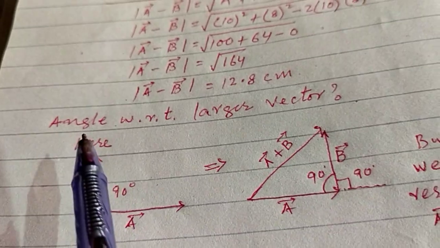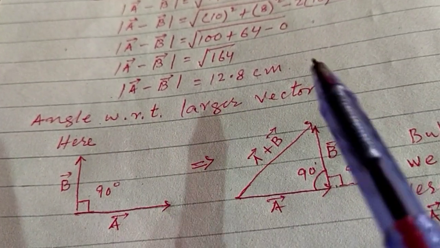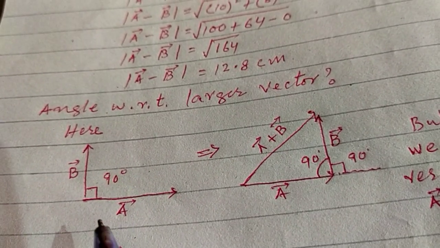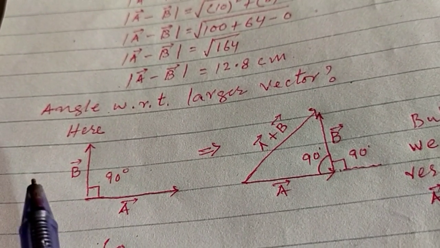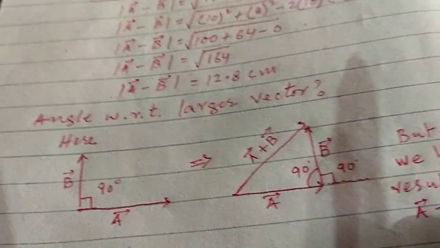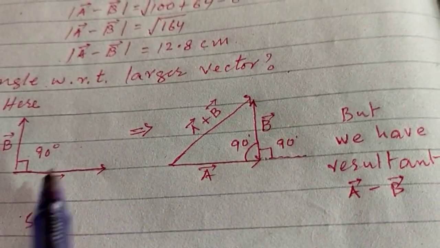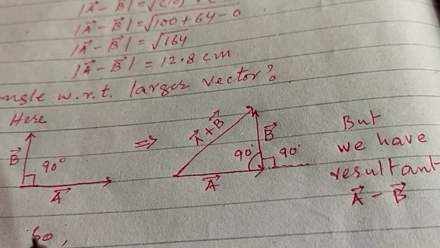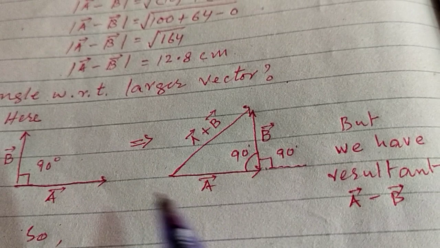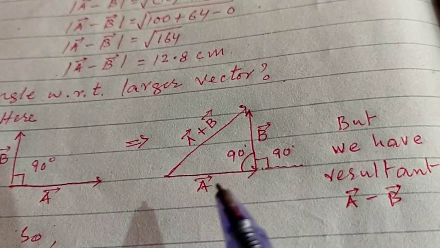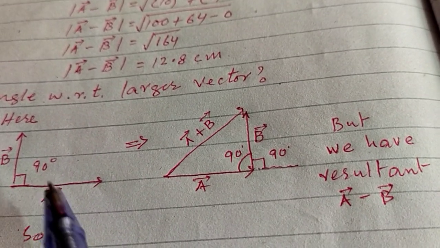If you want to calculate angle with respect to larger vector, it is also a simple calculation. First you have to draw vector a and b, which are making angle 90 degree from each other. First of all you have to draw these vectors a and b by using head to tail rule. A and b are making angle 90 degree.